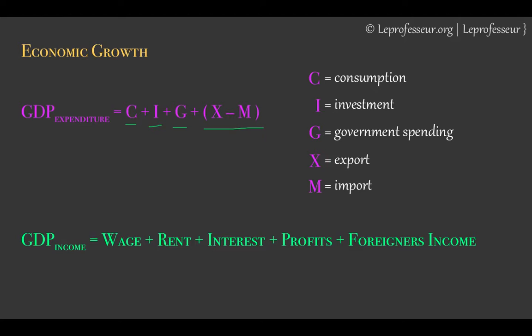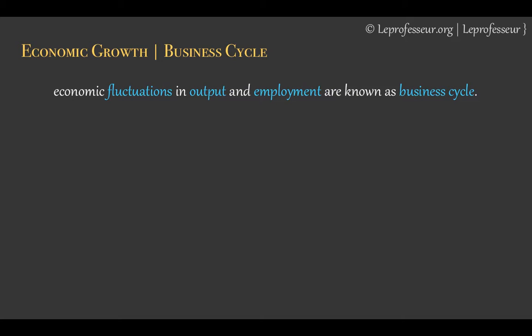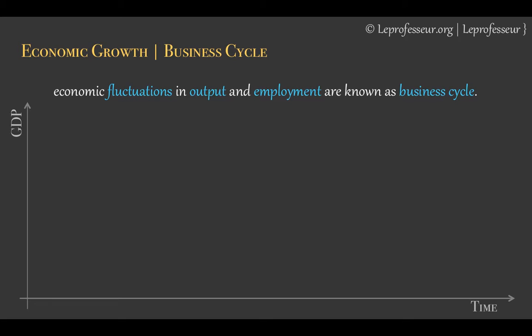Good. Now let's talk about the business cycle in relation to economic growth. The economic fluctuations in total output, and how these affect the employment rate in a given economy, are typically known as business cycles. Business cycles are nothing but economic fluctuations. The common way to see these cycles is to plot GDP over time. Economists call these business cycles, the cyclic behavior they have observed.